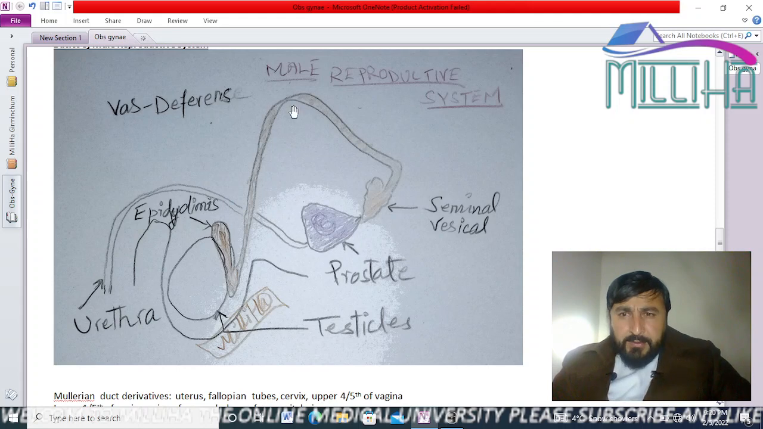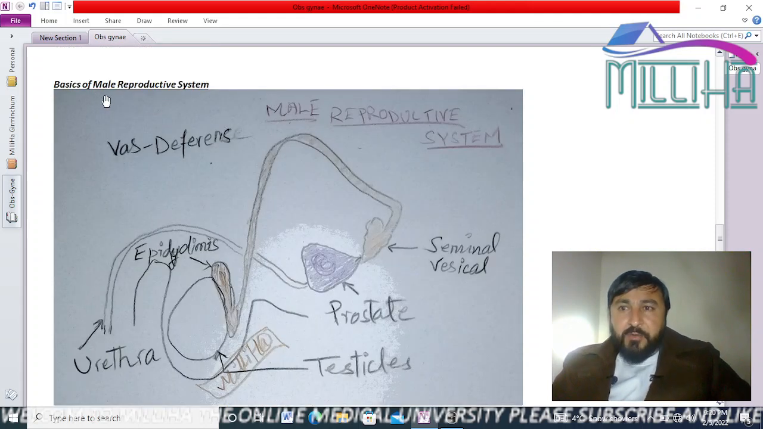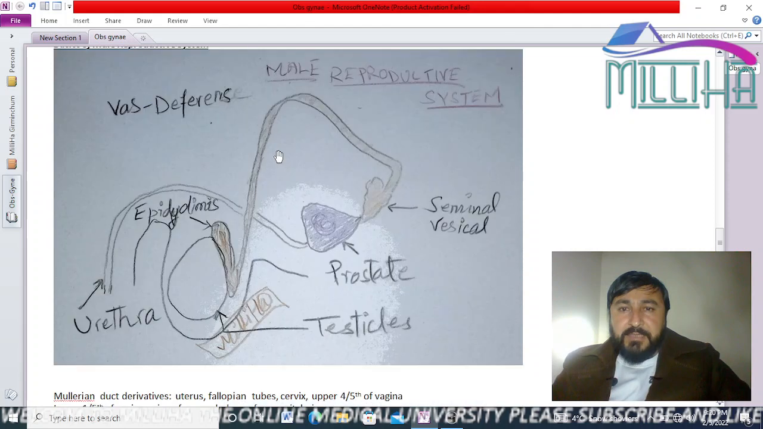Here is the basics of the male reproductive system, some basic introduction. This is the testicle, and this is the epididymis. The epididymis is a place to store the sperms, and where they mature. You can consider it as a school for the sperms. After maturation, they go through this vessel, which is called the vas deferens.